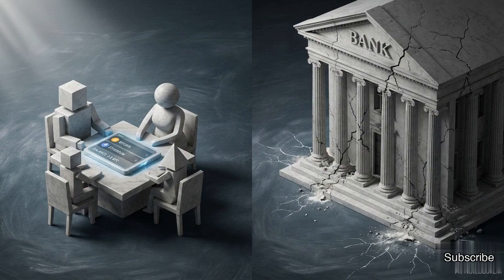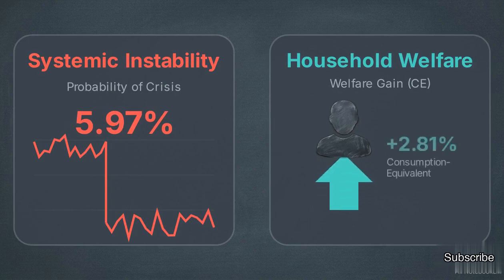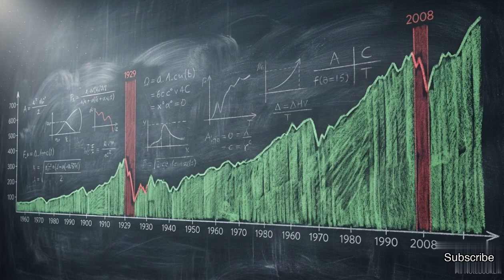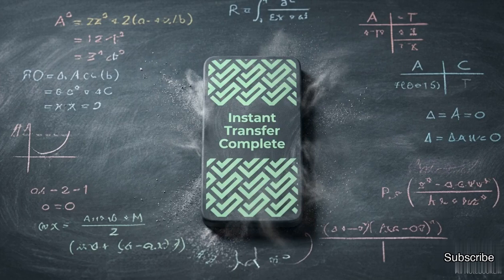Here we encounter the central paradox of the paper. Despite this immense macroeconomic damage and the doubling of crisis probability, total household welfare actually increases by nearly 3% in consumption equivalent terms. This happens because crises, while severe, are rare events. Households suffer steep output drops during a fire sale, but they gain massive, continuous utility every single day from the superior, cheaper liquidity services provided by the digital currency.